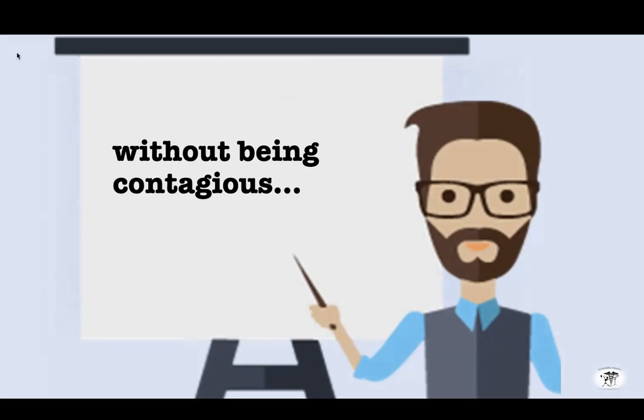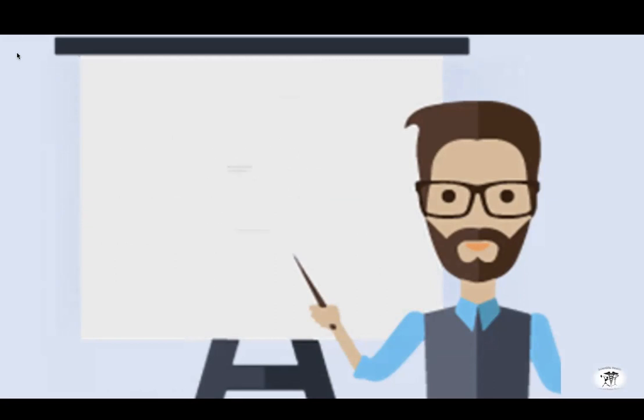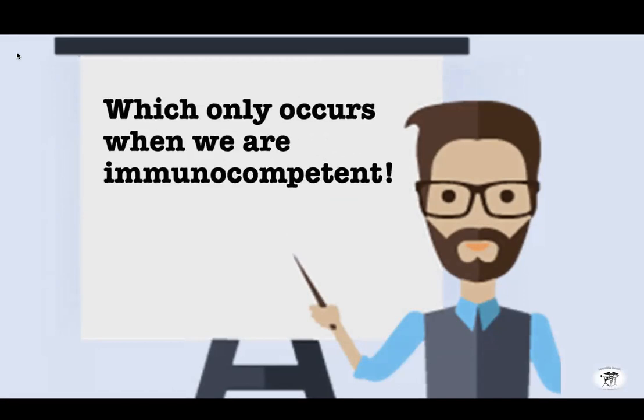And so what we want to be able to do is react to things without becoming contagious. And what we have to remember is that just because we have been infected doesn't mean that we're going to actually become contagious. It's about limiting how we're able to go about being contagious to others. And the only way this comes about is through becoming immunocompetent.